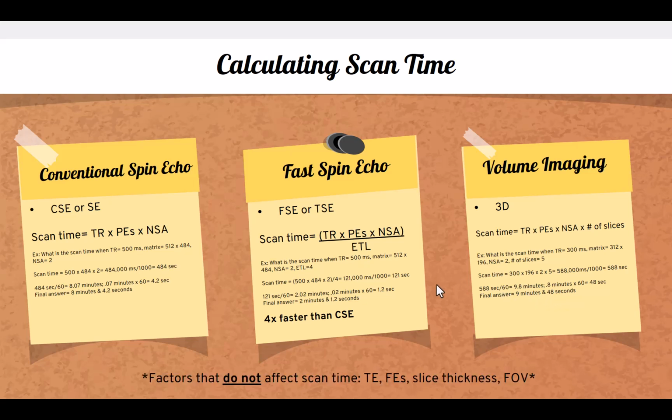It's important to remember there are some factors that do not affect scan time because they're not part of any of these equations. And those parameters are TE, frequency encoding steps, slice thickness, and field of view.